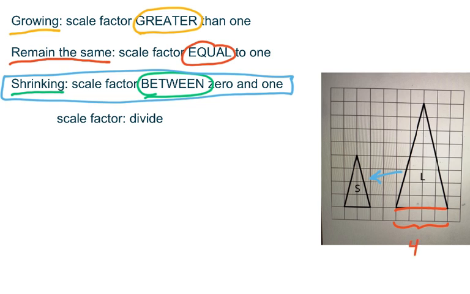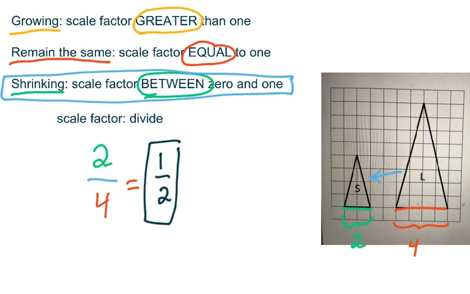This is 4 long. Right? Remember, you're not counting the points on the end of the line, you're counting the spaces. And this is 2. And we're going to divide them. So we're going to divide by taking the length of the scaled image, and we will divide it by the length of the original image. So that means we have 2 over 4. And when we simplify that, that gives us 1/2 for our scale factor.